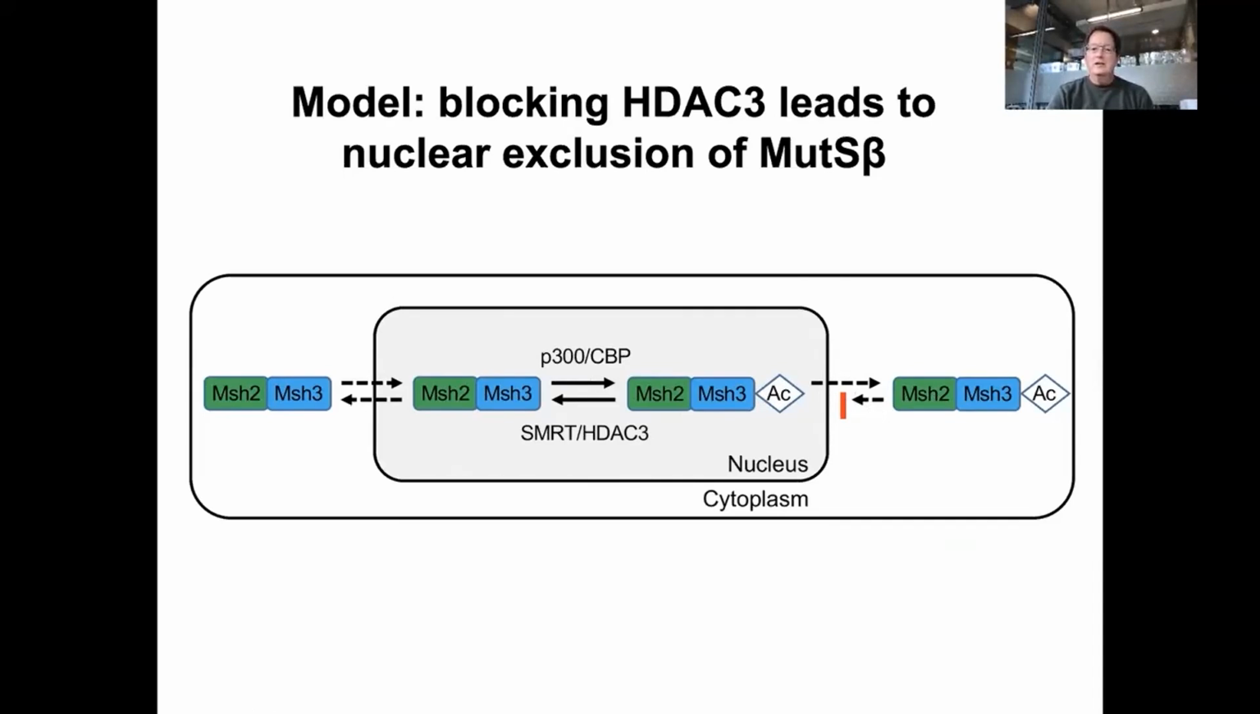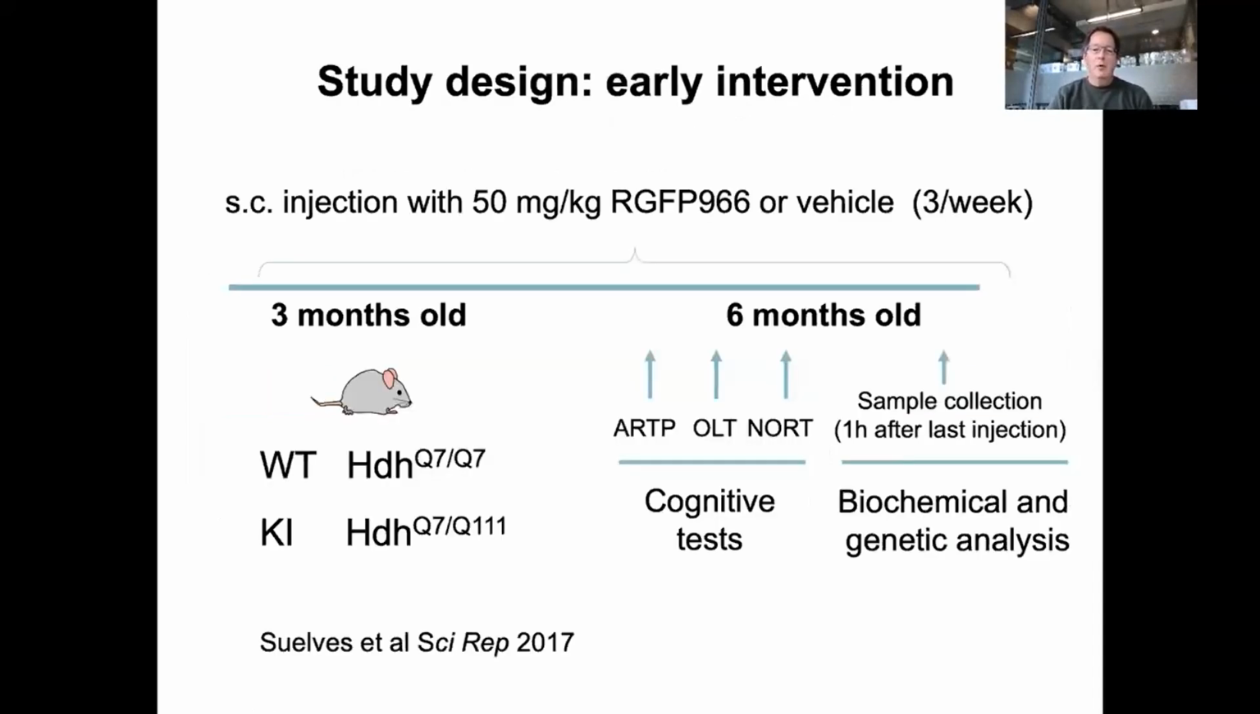Okay, so this is all very nice in cells. Does it matter in a more HD relevant situation? So this is a study we conducted in collaboration with Silvia Ginés and Nuria Suelves at the University of Barcelona. This is an early intervention using 966 to see, does it have any therapeutic benefit in HD mice?